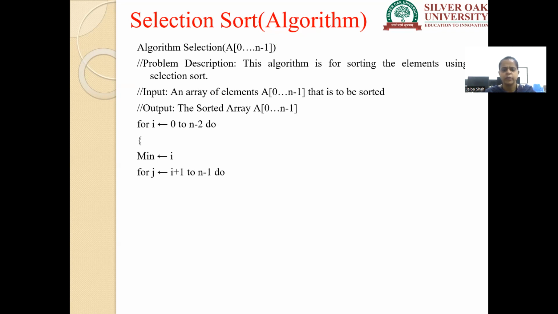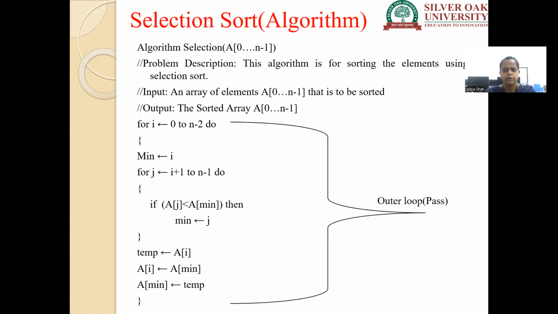Then we need to start with the inner for loop, that is j equals to always 1 greater than i, to n minus 1, do. Now we need to check the condition, that is if a of j is less than a of min, then min equals j. After the whole array parsing, we need to swap a of i and a of min. So temporary equals a of i, a of i equals a of min, a of min equals temporary.